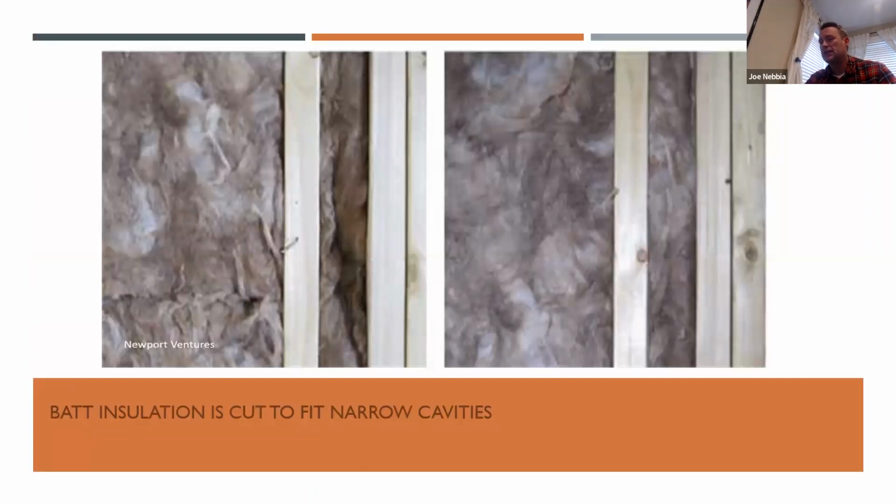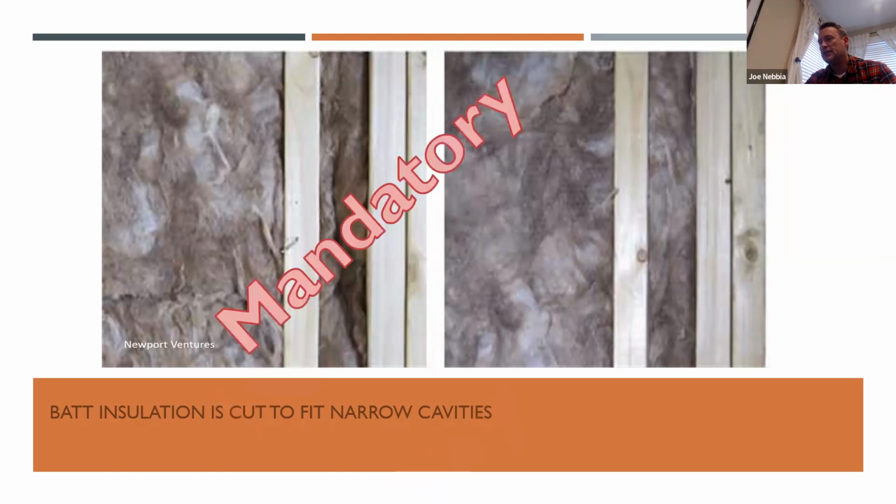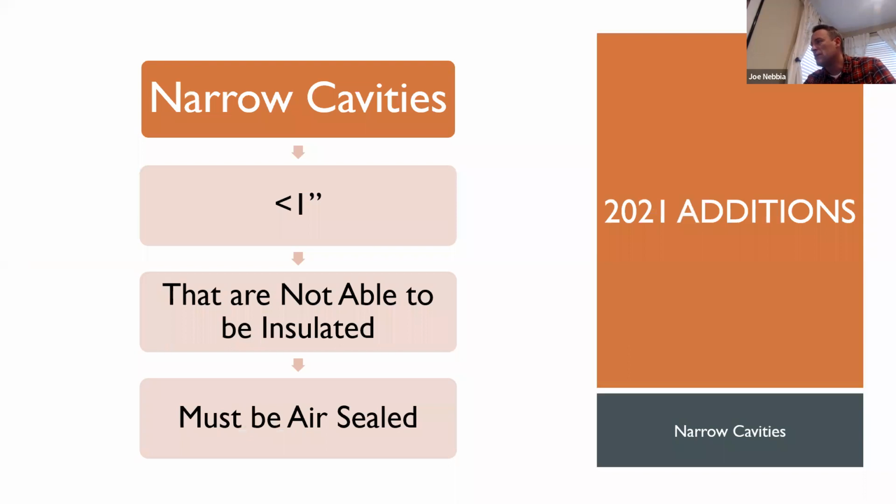Bats have to be cut to fit in narrow cavities. This is something that's mandatory in 2018 and earlier. It's required in all compliance paths in 2021. Again, we don't want to take a wider bat and cram it into a space where it's going to lose all of its insulating capability. There is a little new detail in 2021, and that is if the narrow cavity is less than an inch, it doesn't have to be insulated.